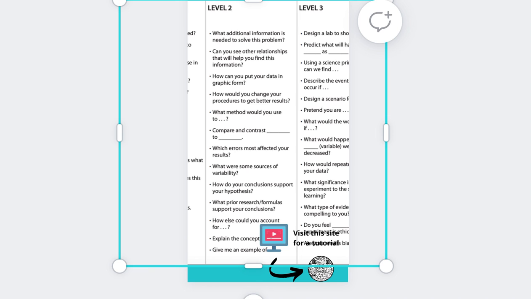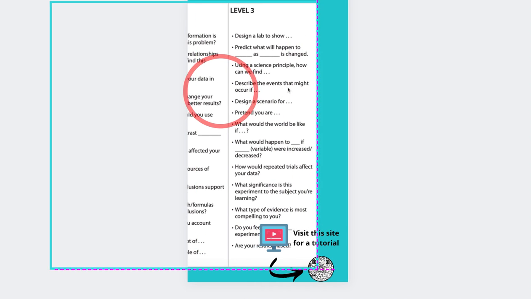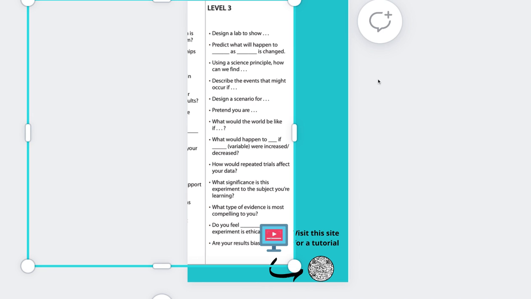How else could you account for something that came up? Explain a concept or give an example. Those are all level 2. And again, the ultimate goal is level 3. And so level 3 would be maybe the next thing that you do when you're reading or answering questions.